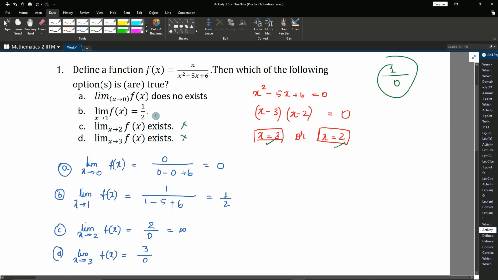Now what happens? Limit x tends to 0. If x tends to 0, in the numerator we will be having 0, and in the denominator we will have 6. So the final answer is 0, right? So this does exist. So the first option is wrong. So what happens to option B? Option B, we have limit x tends to 1 of f of x. If we substitute 1 here, we'll have 1 divided by 1 minus 5 plus 6, right? So again we'll have 1 by 2. So this option is correct.